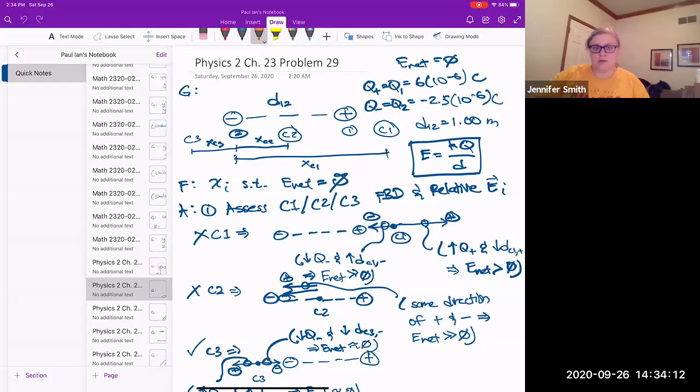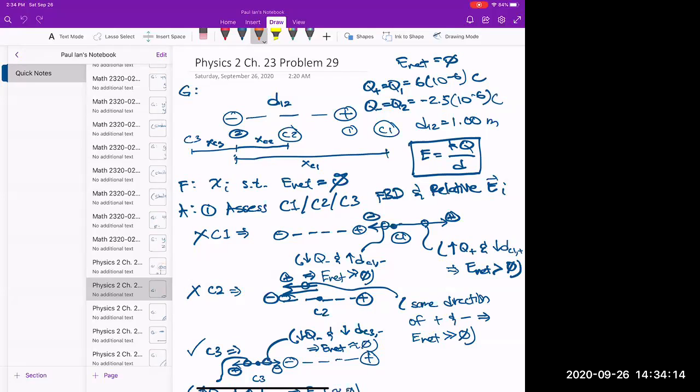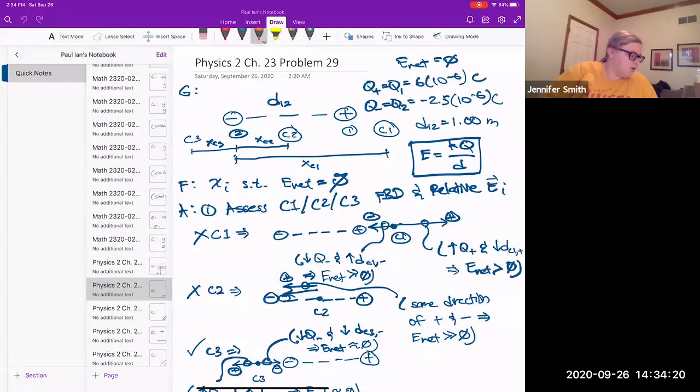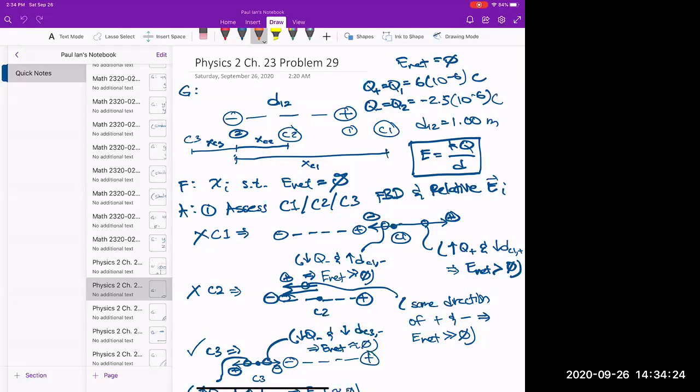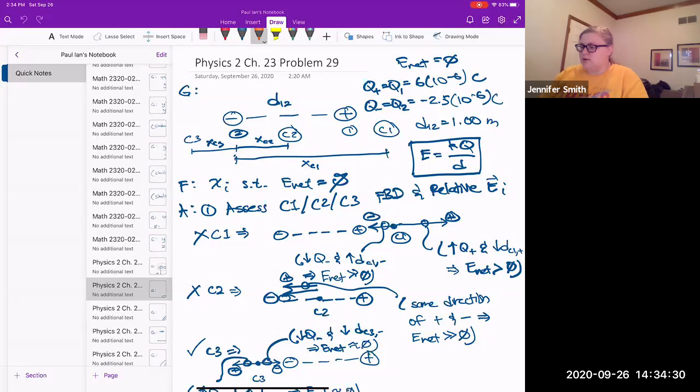Okay, let's take a look at maybe number 29 now. What is this one asking? Let me see. At the point at which the electric field is zero. Oh yeah, this was a fun one. So how did you attack this one? Let's see.